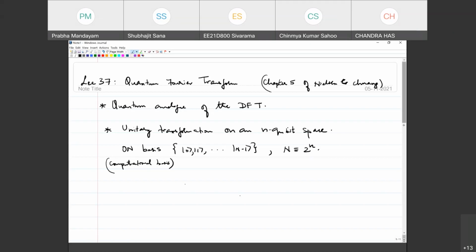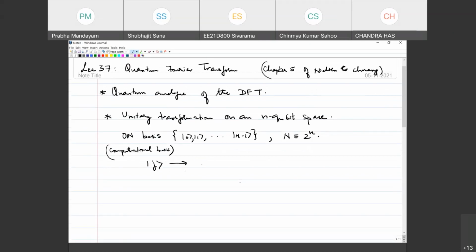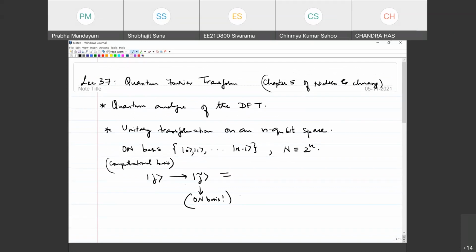So now the transformation is to go from this |j> to a |j tilde>, which, as we discussed, is actually a different orthonormal basis. This also turns out to be an orthonormal basis, right? And this |j tilde> is nothing but a superposition of these |k> states weighted by appropriate phase factors, e^(2 pi i jk / N) |k>, where k goes from 0 to N minus 1. So this is the notation that I have.